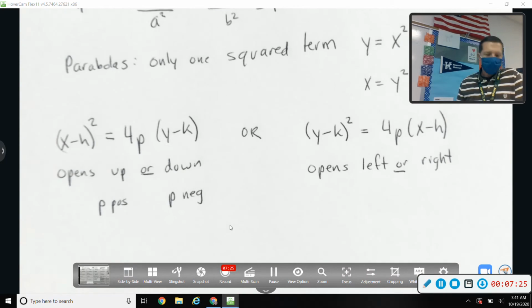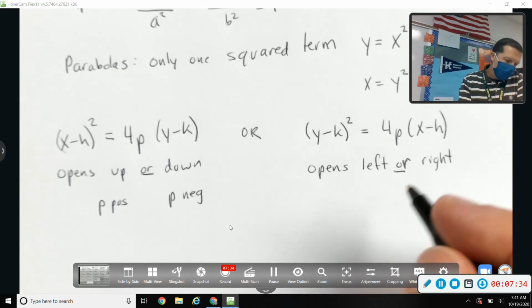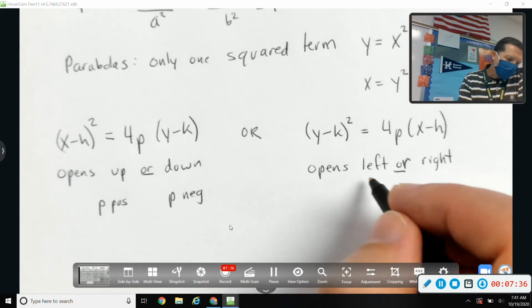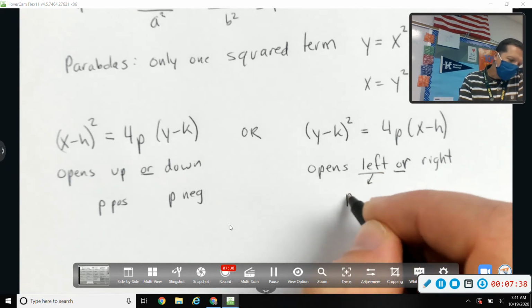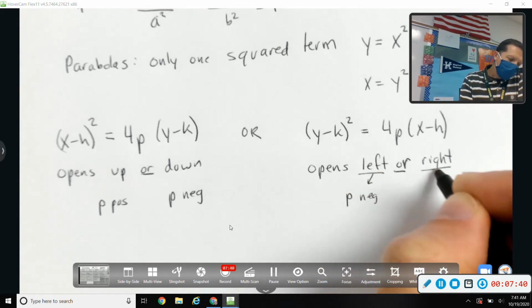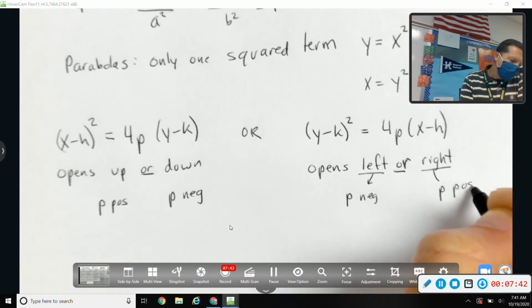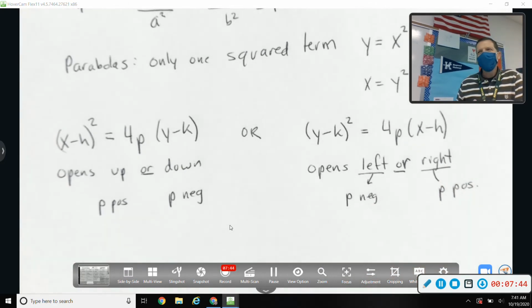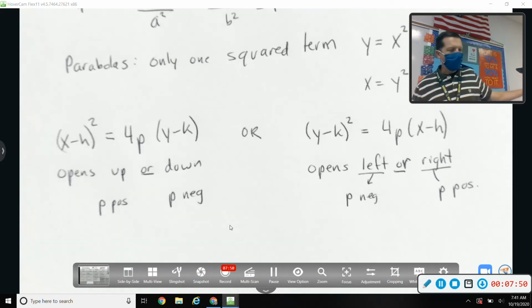And if the y term is squared, that's the one we're not so familiar with. That's the different one. It opens left or right. Left if p is negative, right if p is positive. And again, that kind of makes sense. Negative is usually associated with stuff on the left. Positive is associated with stuff on the right. So that fits.